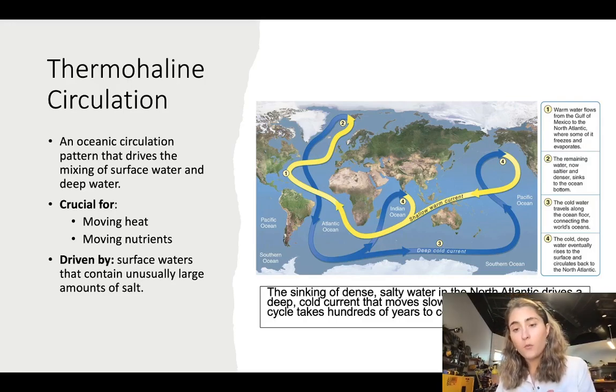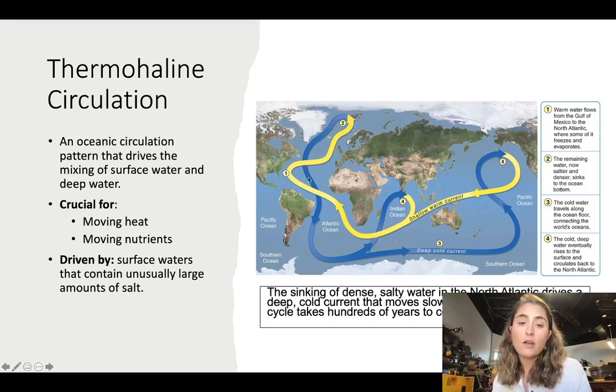All the warm water evaporates, the salt gets left behind, and we're left with much colder water. That water that remains is now much saltier, much denser, and it wants to sink to the bottom of the ocean, which is what you're seeing happening here. This water is very cold, very dense, very salty, and it wants to sink.